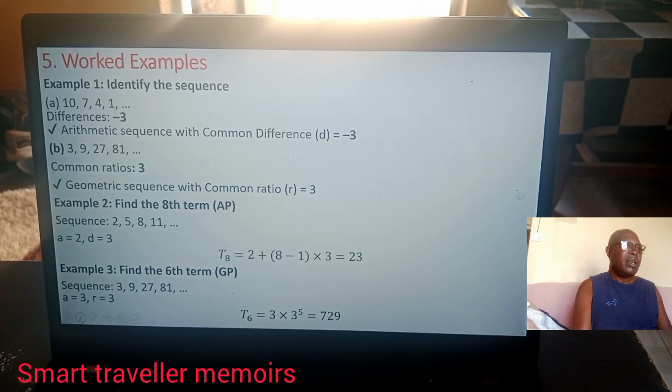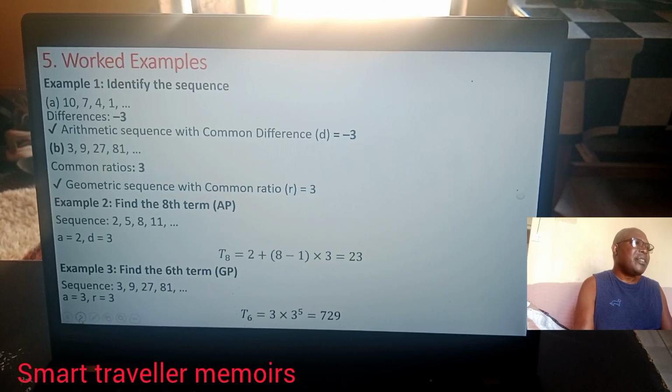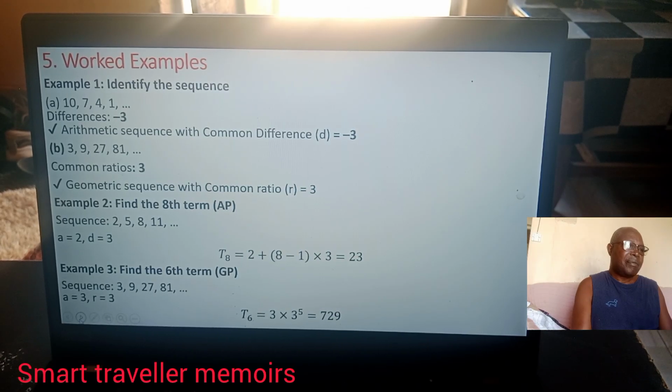Example 2. Find the eighth term of an arithmetic sequence. In fact, AP means arithmetic progression. So the sequence 2, 5, 8, 11, and a is equal to 2 and d is equal to 3. Therefore, the eighth term using the formula is 2 plus (8 minus 1) times 3, which gives you 23.